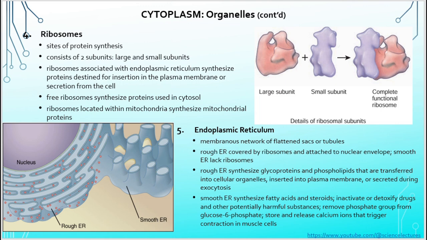The outer surface of the rough endoplasmic reticulum is studded with ribosomes. These are the sites of protein synthesis. Proteins synthesized by ribosomes attached to the rough endoplasmic reticulum enter spaces within the ER for processing and sorting.